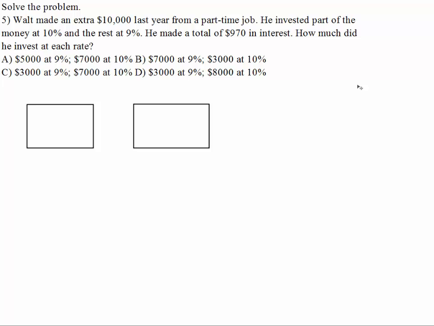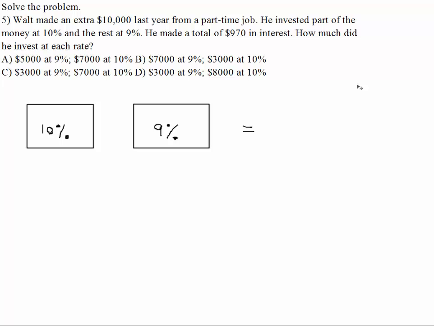Okay, very good. So over here, let's assume the first box represents the account that gives us 10%. And let's say this second box represents the account that gives me 9%. Now, do I know how much money I'm investing in the 10% account? No. I know I have $10,000 to invest total, but do I know how much money I'm investing in the 10% account? That's the question.